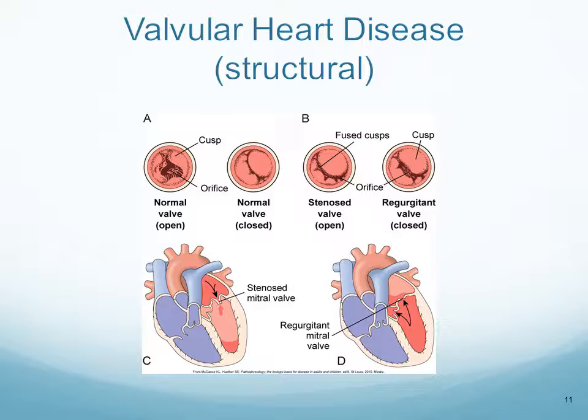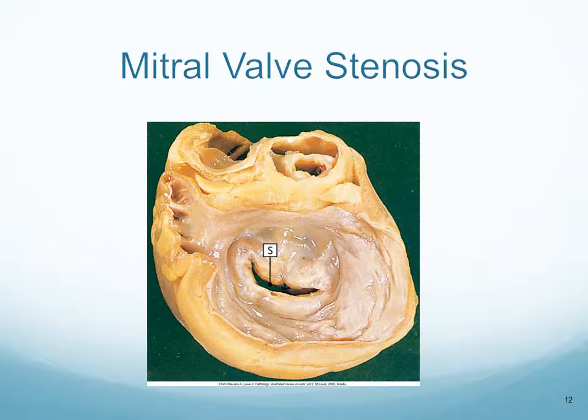Now we're going to shift gears a little bit and talk about valvular heart disease. The valves most frequently affected are the mitral valve and the aortic valve. The different conditions that we can have, valve disorders, are structural. Let's think about stenosis. This is a stenotic valve, this is a stenotic mitral valve.